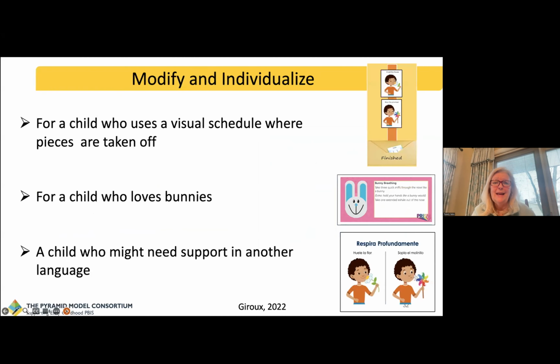And just thinking about how to individualize again. So if you've got that child who needs to be able to see those things they're practicing, like, I tried it, it went away, right? Or a child who loves bunnies, then they could do the bunny sniffing, and there's a visual for that, and that's on your resource sheet. Or just different languages that you need. And on the challenging behavior website, all these resources are in several different languages.